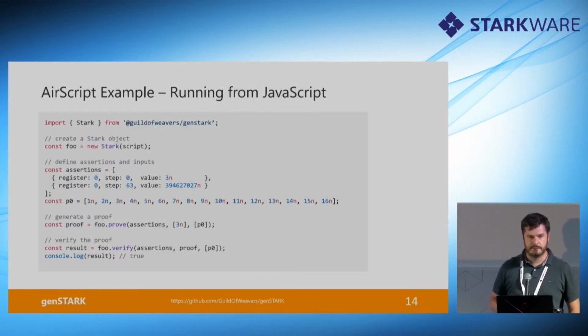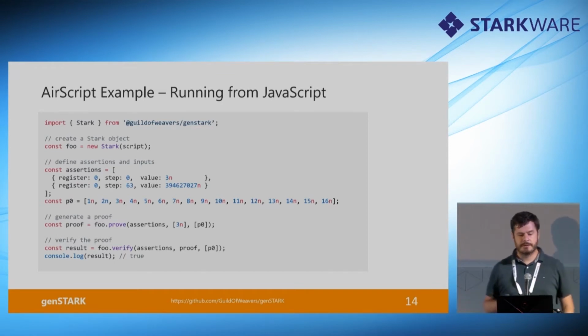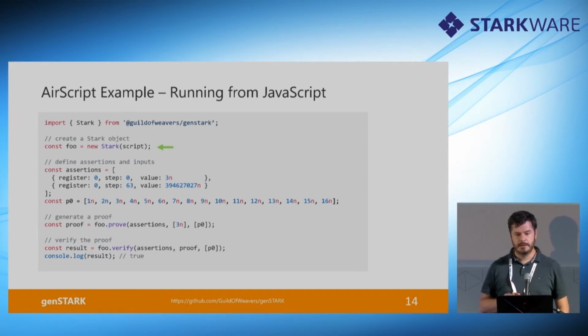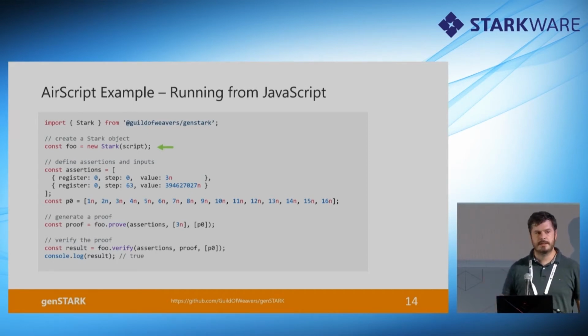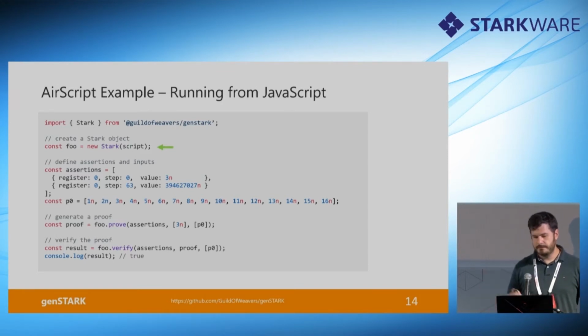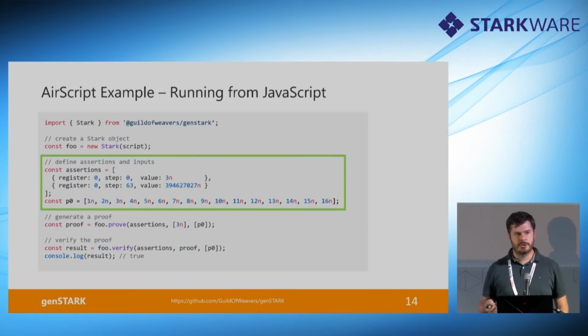Now, how do you run it from JavaScript? So pretty straightforward. The first thing you do, you create the Stark object, and you pass the script into it. And the script in this case is just a string variable containing the same script that I showed on the previous slides. The script gets compiled into executable code, and then you can use the Stark object to generate proofs and to verify proofs. But before you do that, you need to specify some assertions, and you need to provide some input values.